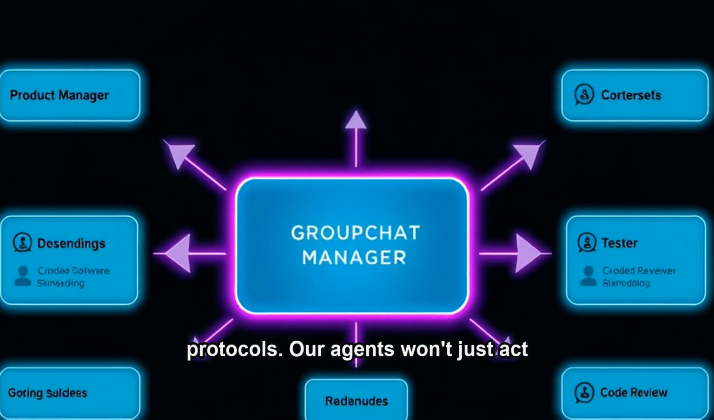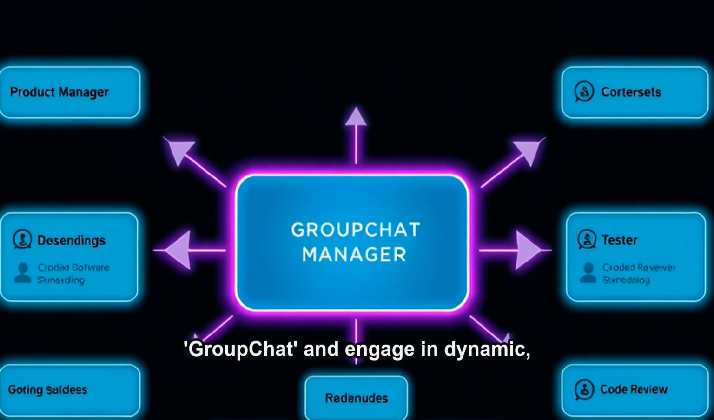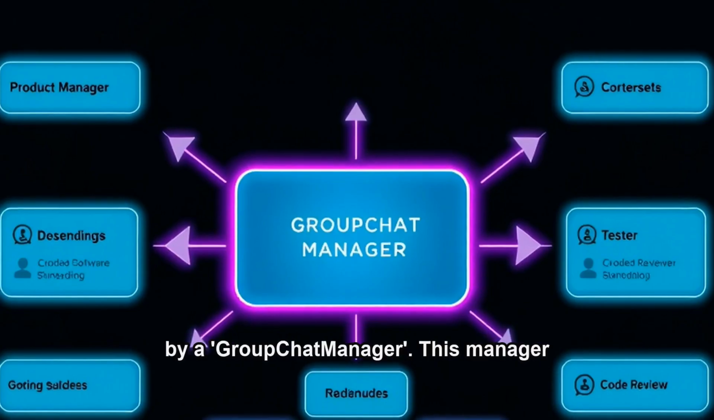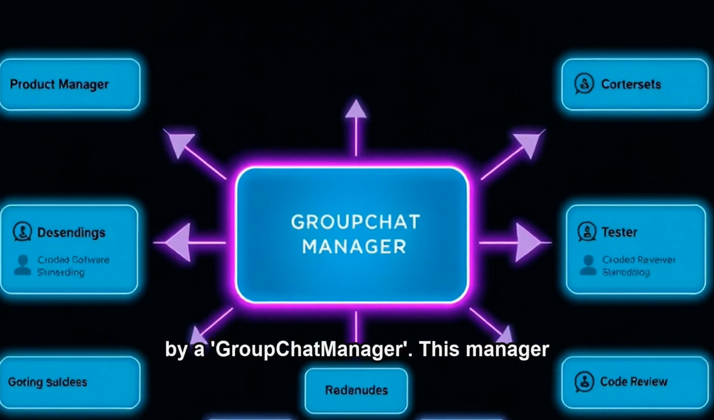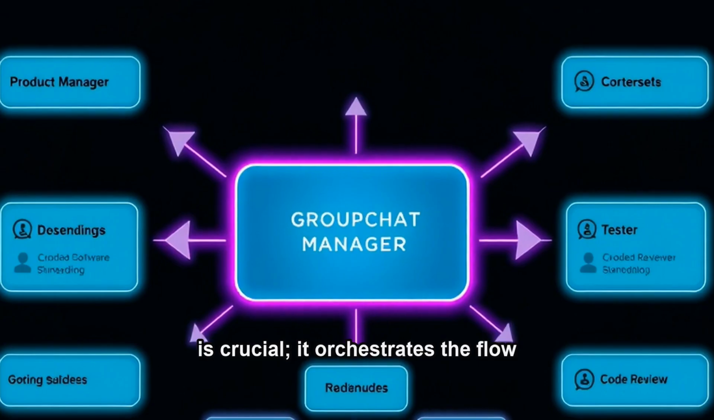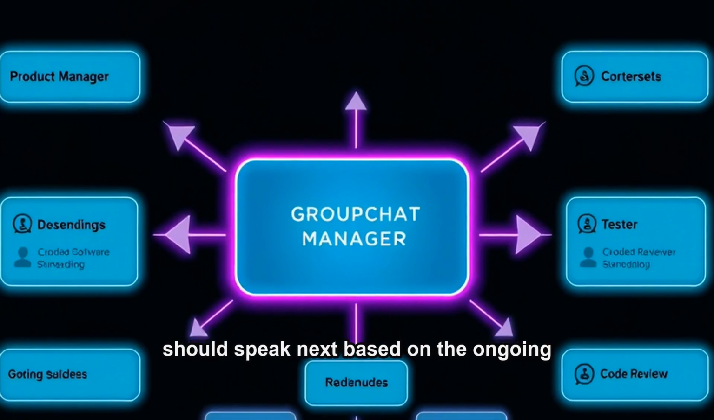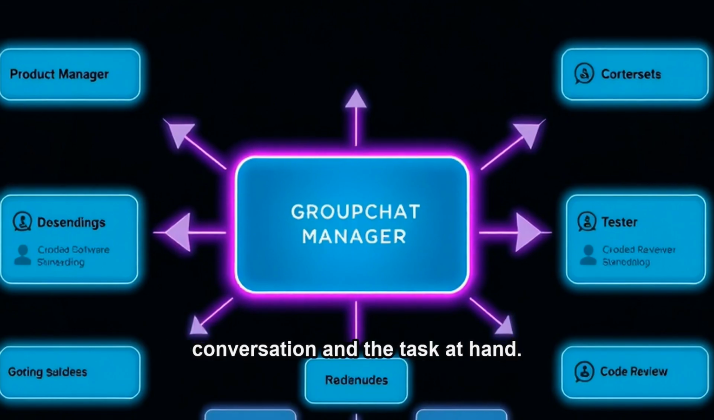Our agents won't just act in isolation. They'll form a group chat and engage in dynamic, turn-based conversations facilitated by a group chat manager. This manager is crucial. It orchestrates the flow of messages, deciding which agent should speak next based on the ongoing conversation and the task at hand.